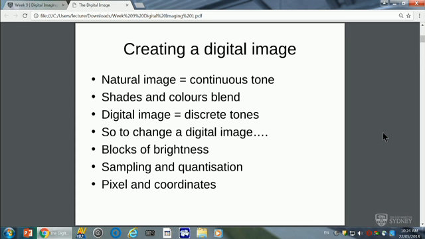Most of our talk today will be about sampling and quantization. Sampling determines your spatial resolution, in other words the ability to record changes through space. Quantization determines your brightness resolution, how well you're recording the brightness levels within an image. So sampling is about spatial resolution. Quantization is about brightness resolution.